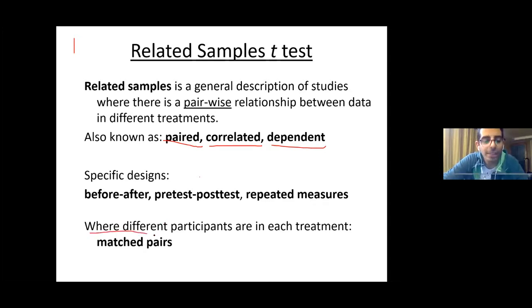Basically, wherever you find matched pairs, like patient one taking both A and B, he's a matched pair. You give the name dependent t-test.